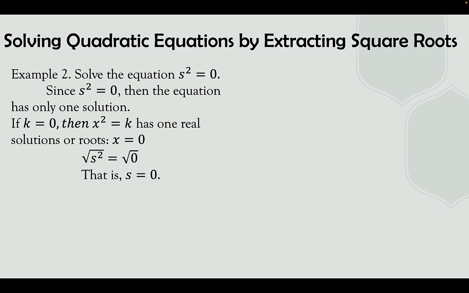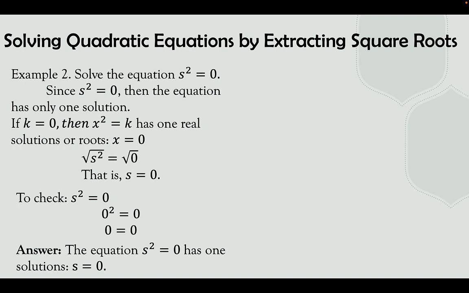So we will find now the value of s. We have the square root of s squared equals the square root of 0. We just need to take the square root of both sides to get the value of s, and that is s equals 0. Now let's check. Substitute 0 into s squared equals 0. So we have 0 squared equals 0. That means 0 equals 0. The equation s squared equals 0 has one solution, and that is s equals 0.